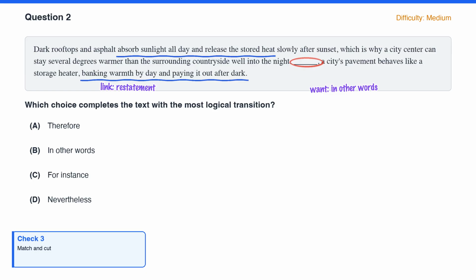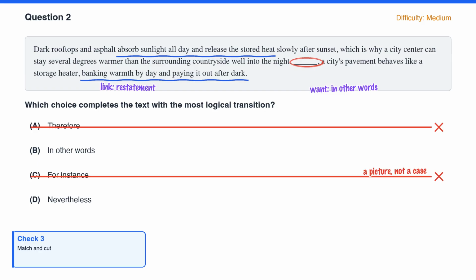"Therefore" is the trap. It sounds smooth, but "therefore" promises a conclusion the first sentence had not already reached, and this sentence reaches nothing new. It only says the same thing better. Cross it out. "For instance" would make the storage heater an example of hot asphalt, and it is a picture of the asphalt, not a case of it.